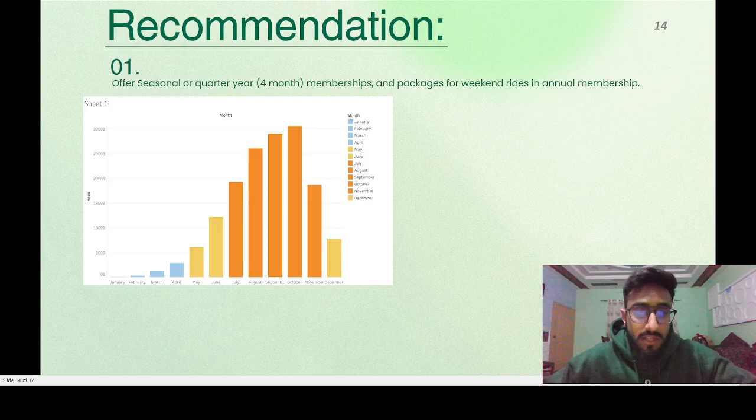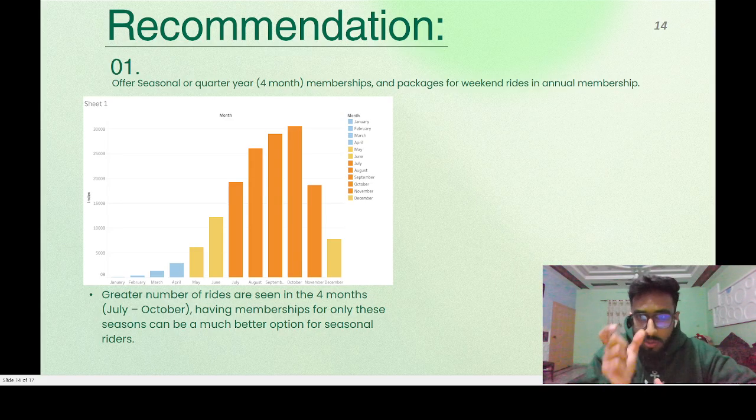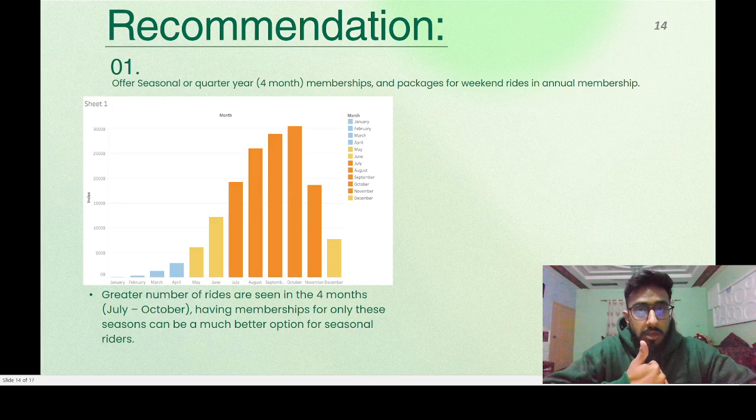The first recommendation comes from this analysis. As we can see in the trend, the greater number of rides are seen in the 4 months, July till October. So it only makes sense to have membership for those specific months. People would prefer to have a shorter membership than a year-round membership, which they are not going to be using more often. So having membership for only those seasons can be a much better option for seasonal riders.